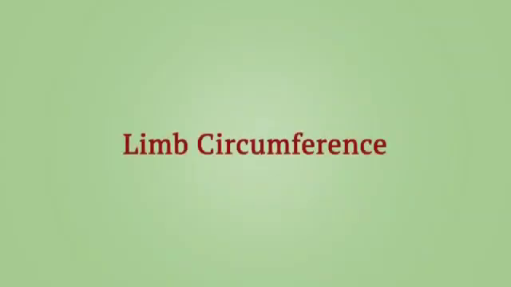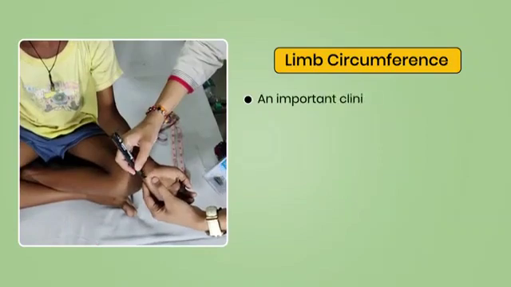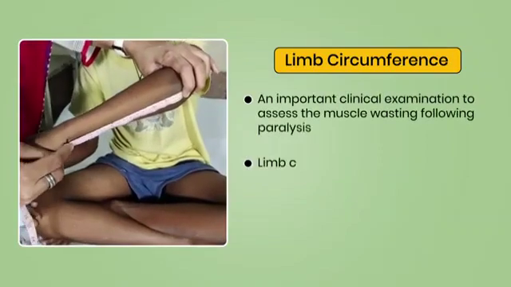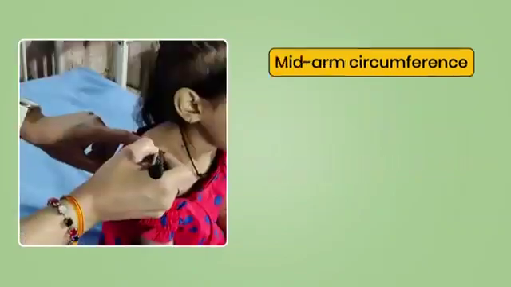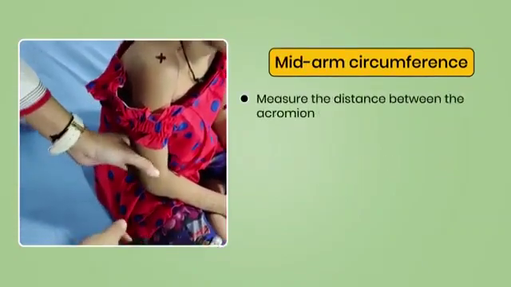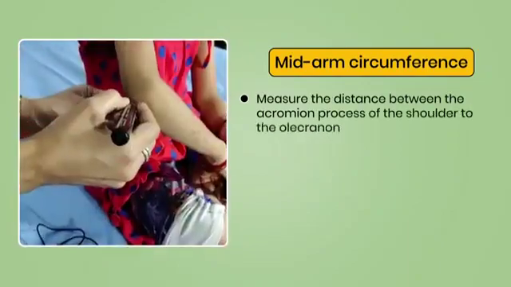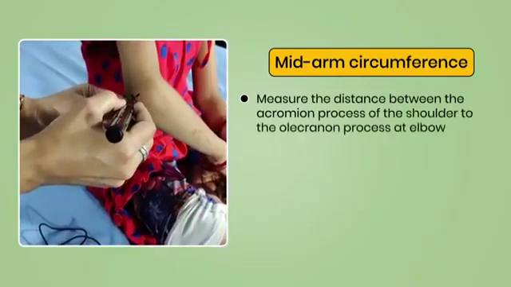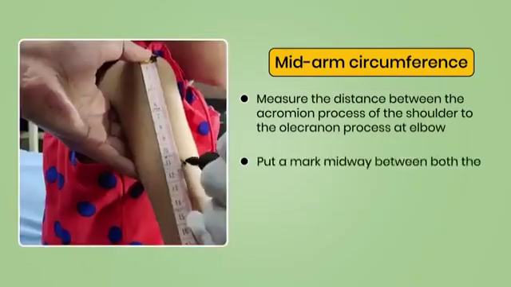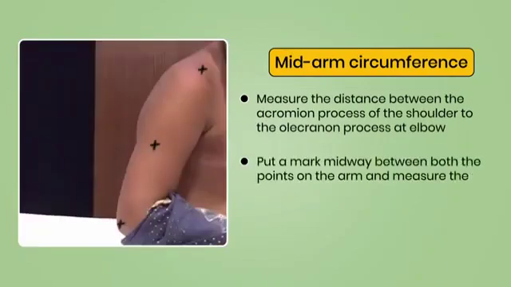Limb circumference measurement is an important clinical examination to assess the muscle wasting due to paralysis and is done at 4 points. Mid-arm circumference. Measure the distance between acromion process of the shoulder to olecranon process at elbow. Put a mark midway between both the points on the arm and measure the circumference.